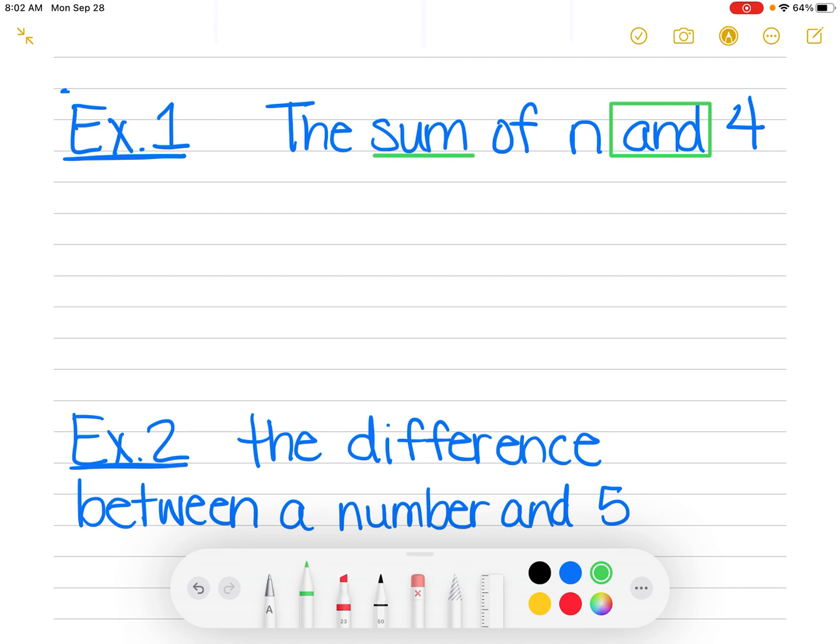So for sum, it's plus. So I'm going to put my plus sign there where it says and. And now I have my actual problem, which is n plus 4. So I'm going to write that down here, n plus 4. And that is my answer to my problem, okay, n plus 4. So the sum of n and 4 is n plus 4.